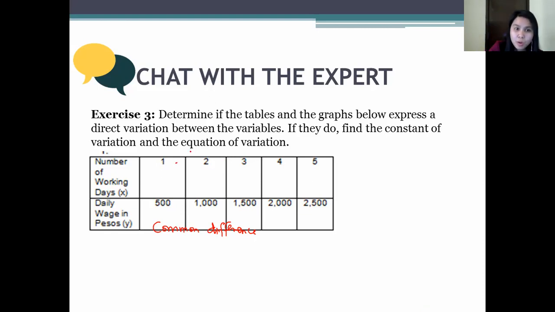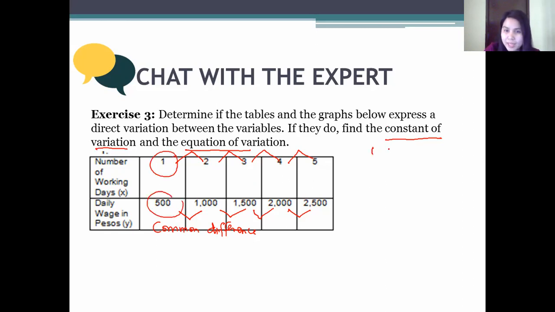Example here, 1, 2, 2, 3, 3, 4, 4, 5. Another at the bottom, 500, 1,000, 1,500 plus 500, 2,000 plus 500, 2,500. That's one way to see. But the best way is to solve for the constant of variation. Then we will check using another number if it's correct. Example, let's check with 1 and 500.